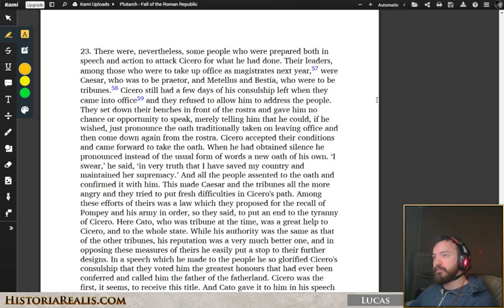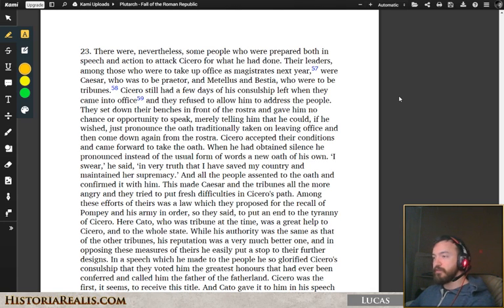There were, nevertheless, some people who were prepared both in speech and action to attack Cicero for what he had done. Their leaders, among those who were to take up office as magistrates next year, were Caesar, who was to be praetor, and Metellus and Bestia, who were to be tribunes. Cicero still had a few days of his consulship left when they came into office, and they refused to allow him to address the people. They set their benches in front of the rostra and gave him no chance or opportunity to speak, merely telling him that he could, if he wished, just pronounce the oath traditionally taken on leaving office and then come down again from the rostra.